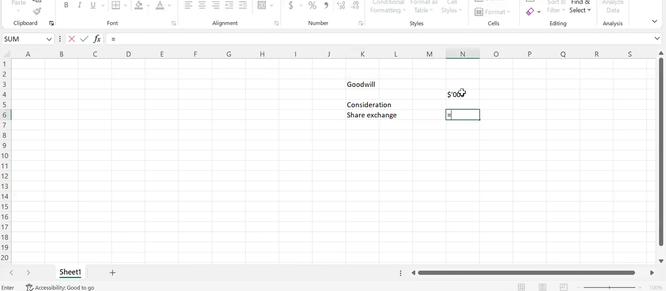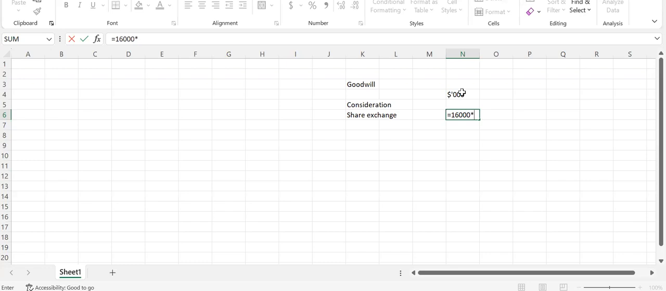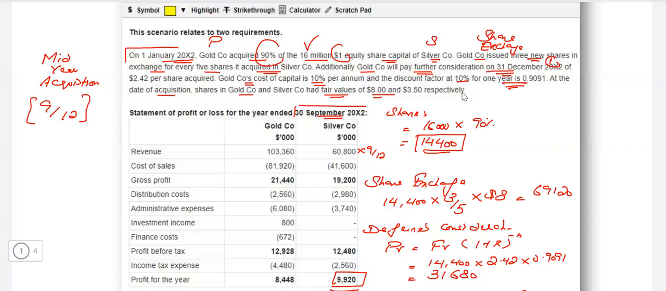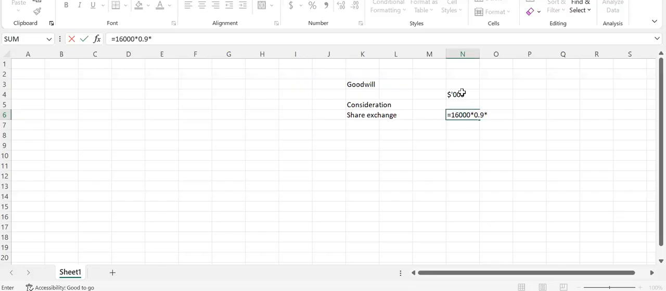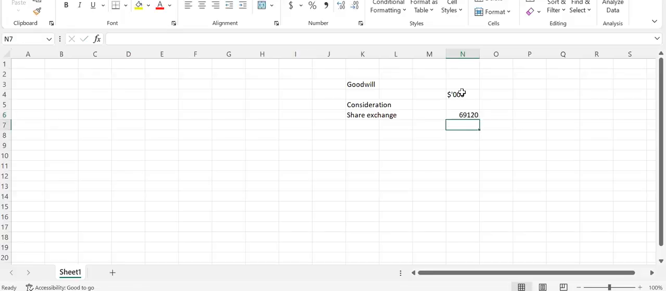So yes, the formula starts with the equal to, and the total number of shares is 16,000, as mentioned in the question over here, 16 million shares, and they acquired 90%. So what you do is 16,000 multiplied by 0.9, which is 90%. So now we get the number of shares acquired. Then we multiply it by the fraction. The fraction is 3 new shares for every 5 shares. So that means 3 divided by 5. And then multiply by the parent share price, which they have mentioned clearly is $8. So you get this 69,120 as the share exchange.